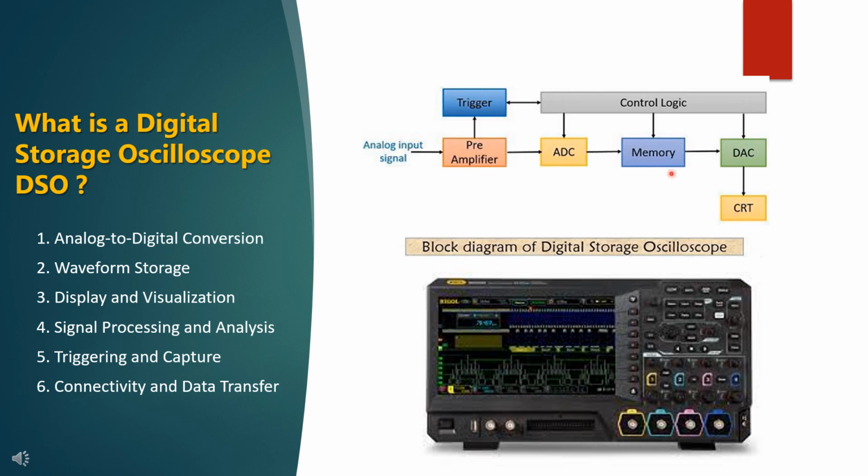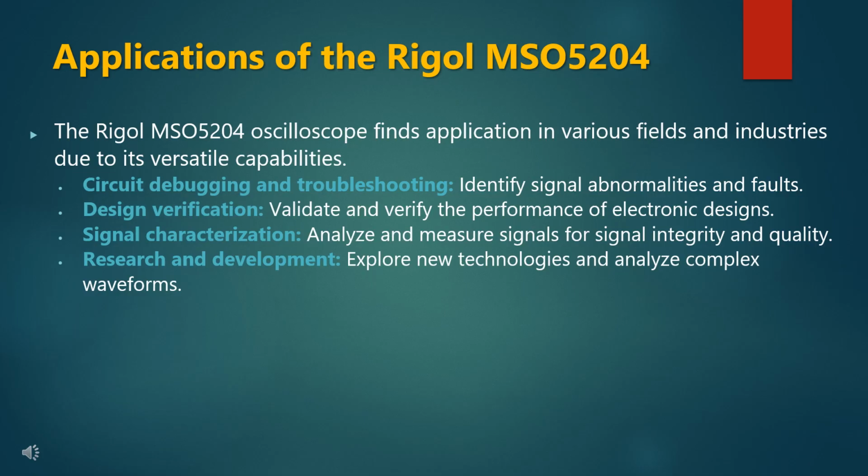Applications of the Rigol MSO5204. The Rigol MSO5204 oscilloscope finds application in various fields and industries due to its versatile capabilities. Let's explore some of the common applications where the MSO5204 excels. 1. Circuit debugging and troubleshooting. The MSO5204 is invaluable for identifying signal abnormalities, faults, and anomalies in electronic circuits. By visualizing waveforms, capturing intermittent events, and analyzing signal characteristics, engineers can pinpoint issues and resolve them efficiently.